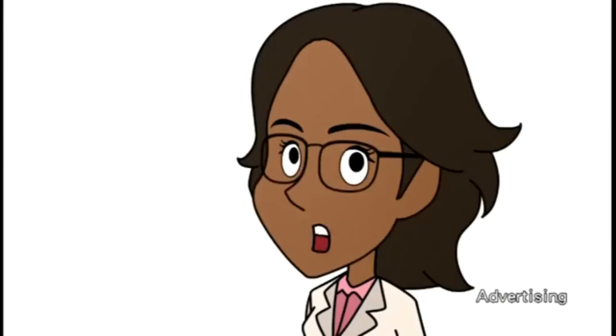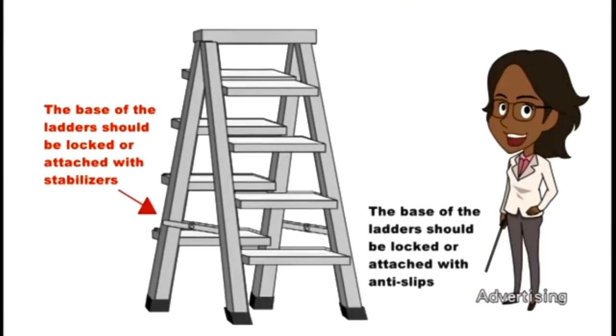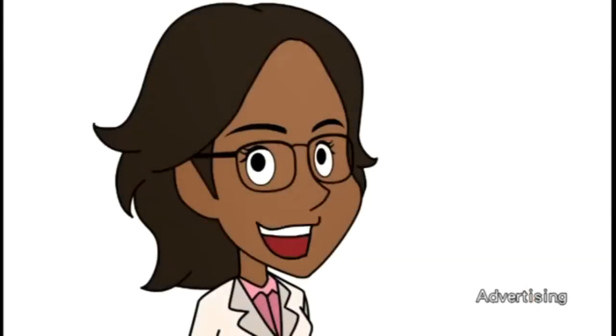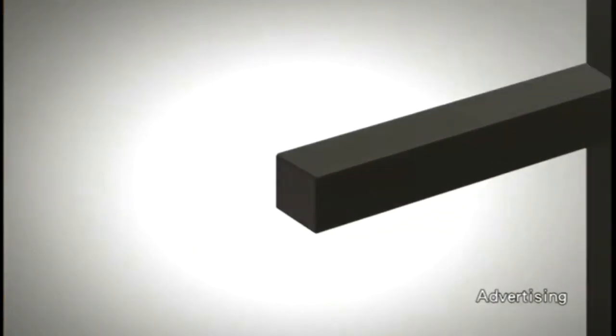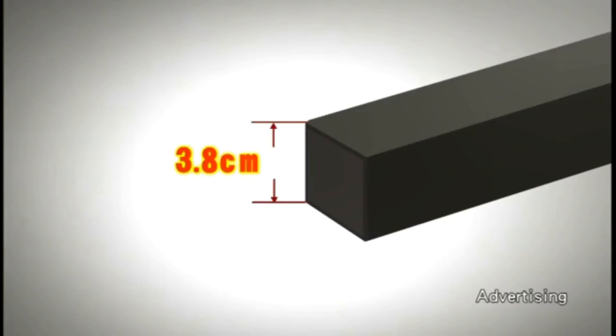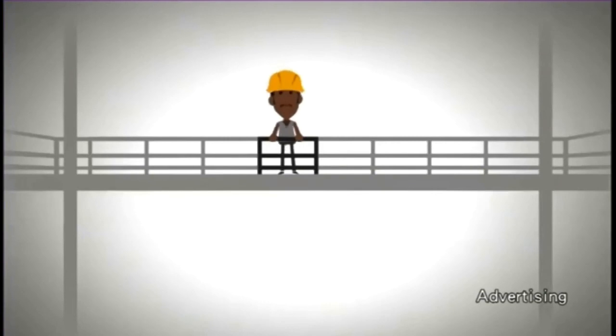3. On step ladders, the base of the ladders should be locked and attached with stabilizers and anti-slip. 4. On edges, guardrails. Guardrails should be 90 cm above the ground, and the diameter of rails should be larger than 3.0 cm, and the rails should not be over 2.5 meters apart. The weight capacity of guardrails should be over 75 kilograms.